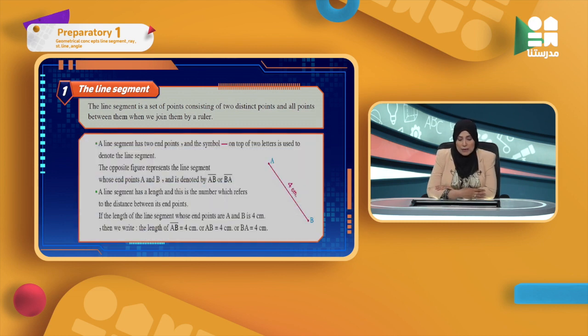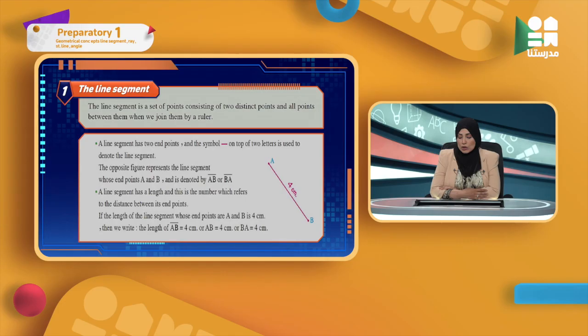A line segment has 2 endpoints, and the dash symbol on top of the 2 letters is used to denote the line segment. The opposite figure represents the line segment whose endpoints are A and B, and is denoted by AB with a dash above it, or BA. So the order doesn't matter. Here we have AB 4 centimeters, or I can say BA.